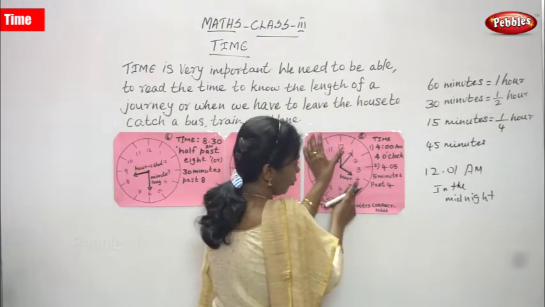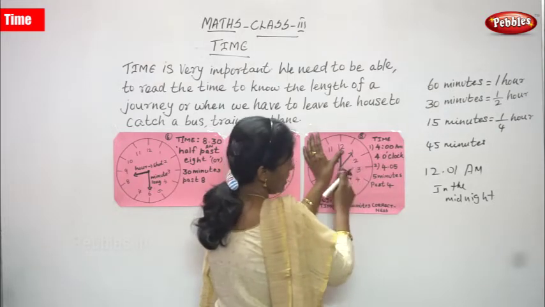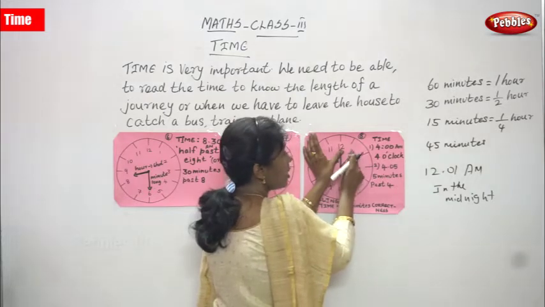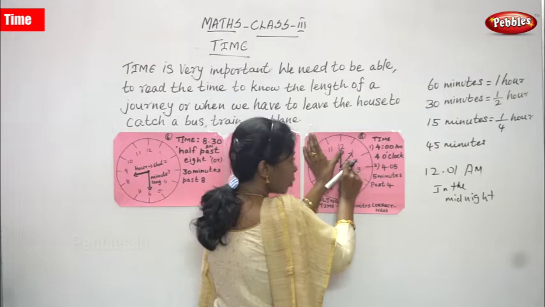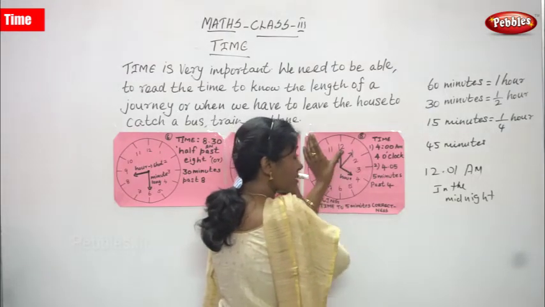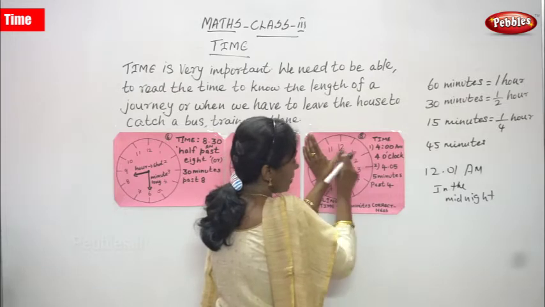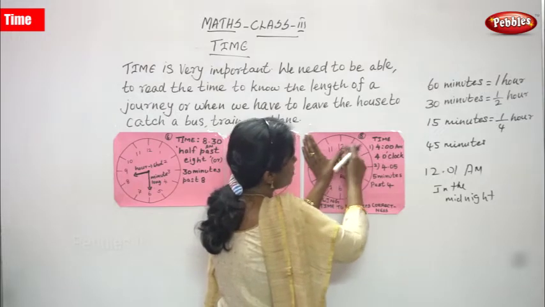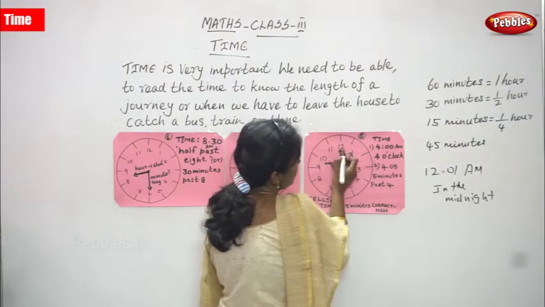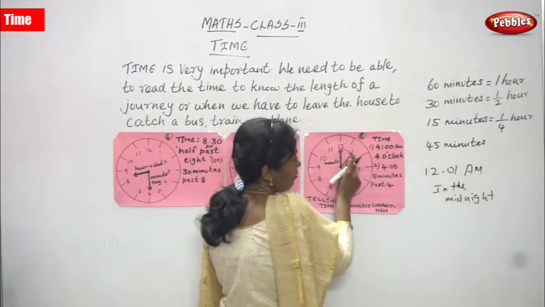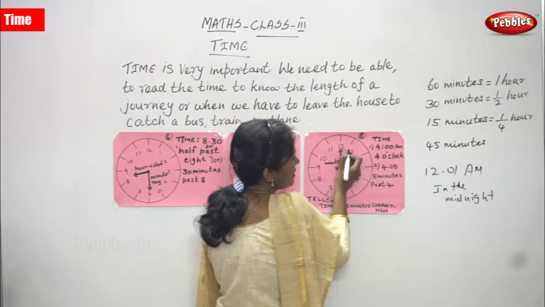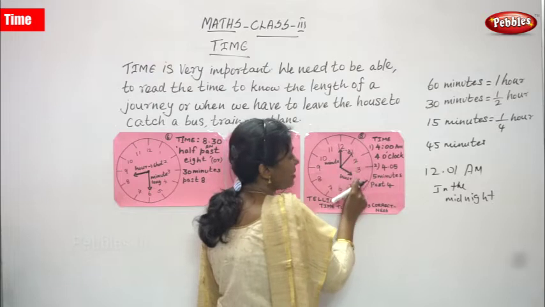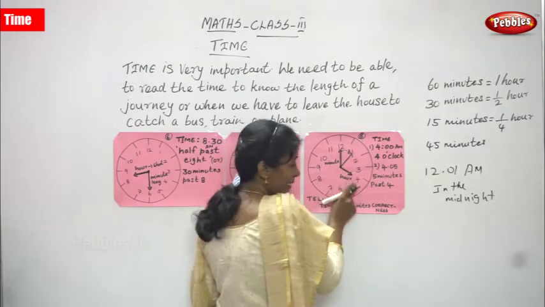The hour hand stands towards 4, but the minute hand is changed. Now it moves and reaches 1. The minute hand stands towards 1. I've told you each number is considered as minutes, so 1 is considered as 5 minutes. So this minute hand moves and reaches 1. Each and every number the minute hand represents is 5 minutes.